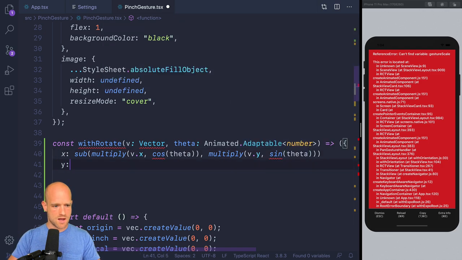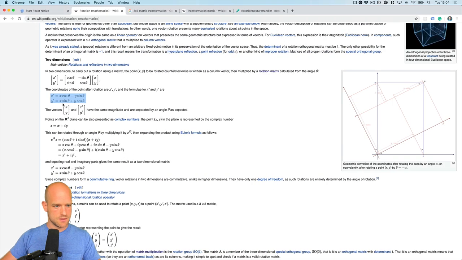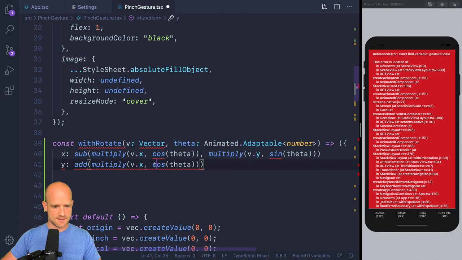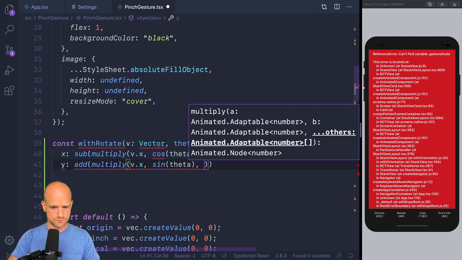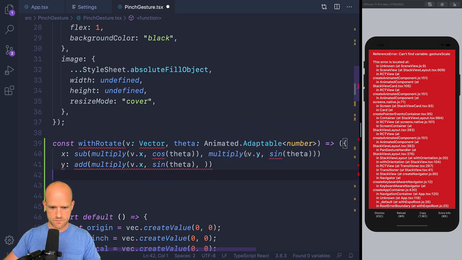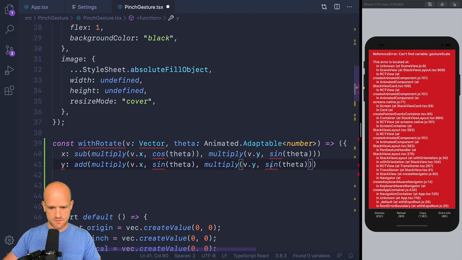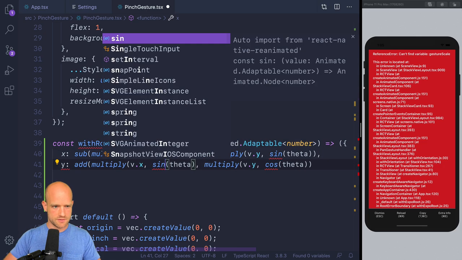And Y is the addition of Vx times sin theta plus, I assume, Vy times cos theta, yes. Vy times cos theta. Need to import these functions.